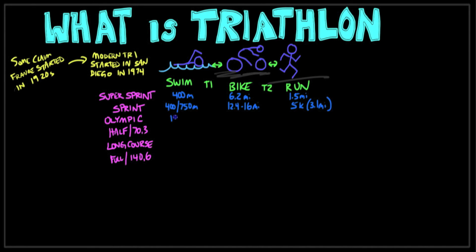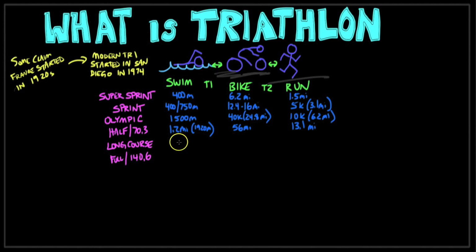The Olympic distance is quite serious. That's a 1,500 meter swim, almost a mile. Then the bike's a 40K or 24.5, almost 25 mile bike. And then the run's a 10K or 6.2 mile run. The half distance, or the 70.3, is a 1.2 mile swim. That's about 1,900 meters. And the bike is 56 miles, followed by a half marathon run, or 13.1.